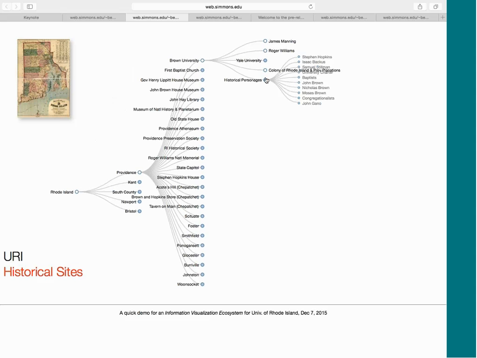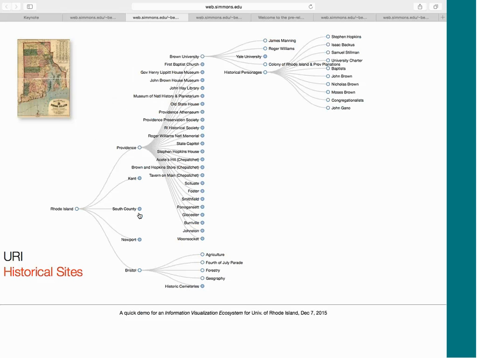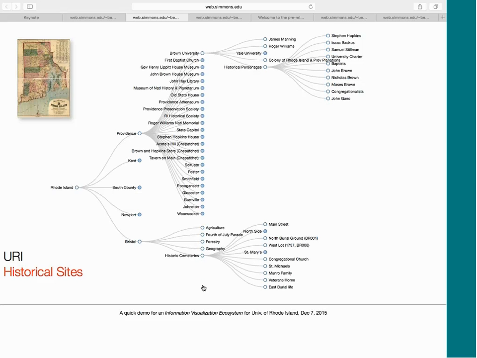What are the historical personages? Well, congregationally, not really the best example, but John Brown and Moses Brown, Union Hopkins, is in Situate, the founder of the Declaration. Situate. John Gano, I just know Gano from the street. What if you want to look at Bristol? Everyone knows the 4th of July parade, the longest one in the country. We know that, but somebody else might not. Historic cemeteries. Because the state, as you know, maintains a list of historical cemeteries. Main cemetery, the North Burial, even the number of the year. You can be reflective of data without having all the data.